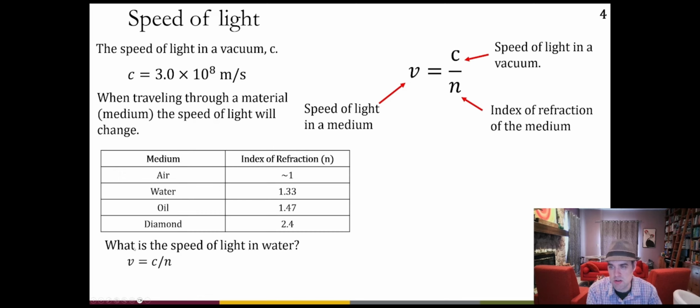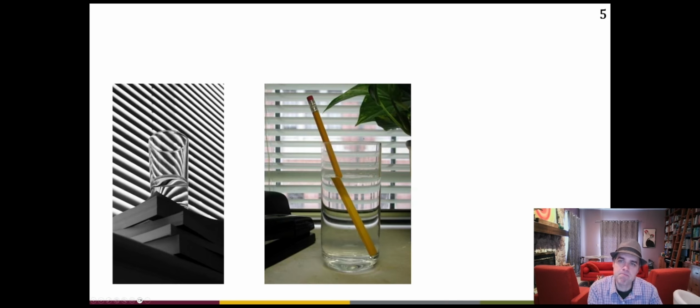All right, so let's calculate the speed of light in water. We can just use our equation, v equals c over n. c is 3 times 10 to the 8th. n for water is 1.33, and we arrive at 2.25 times 10 to the 8th meters per second.